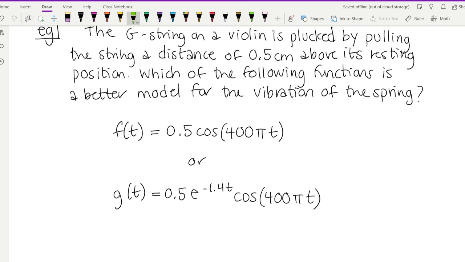And by the way, this number here, 400 pi, is a result of knowing the frequency for the note G. As I mentioned earlier, every note has its own special frequency, and the frequency corresponds to what this number is going to be. So that's not made up. That's why it's 400 pi. This 0.5 reflects the fact that the string was originally pulled 5 centimeters away, and then it's going to go back down and go back up and go back down.